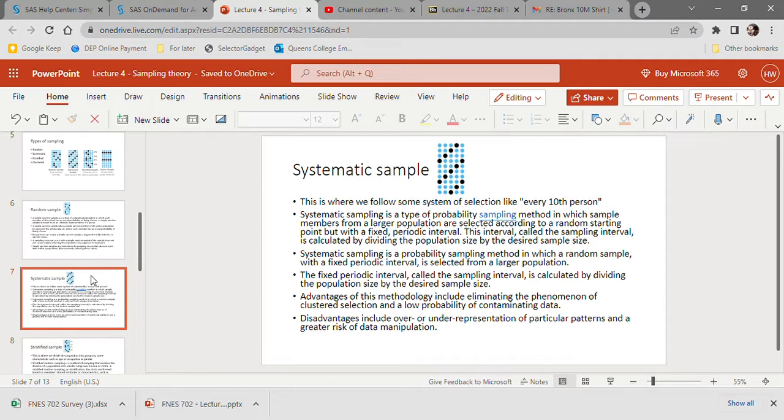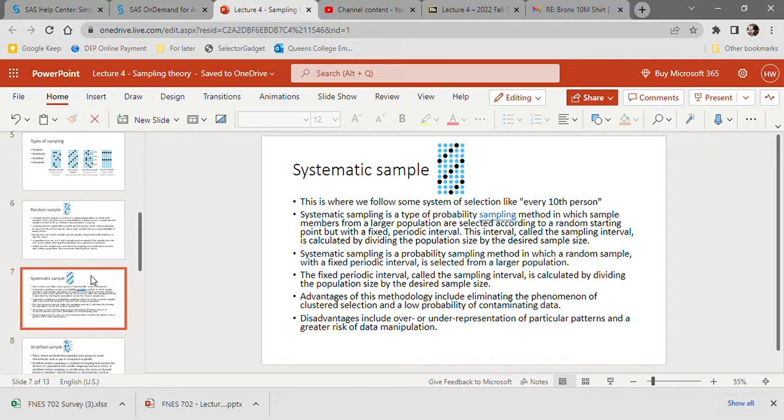So let's say we had 100 individuals that we were interested in, and we decided to sample 10, right? It would be 100 divided by 10, and so it would be every 10th participant that would then be sampled, right? That's the sampling interval right there.